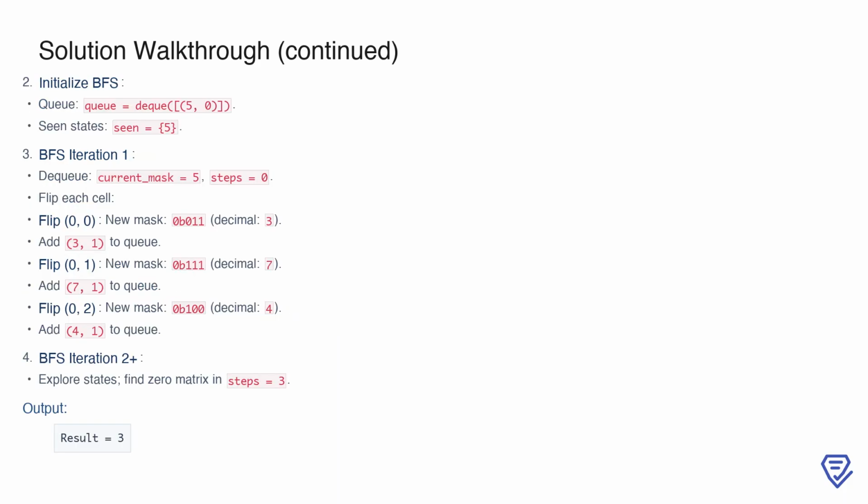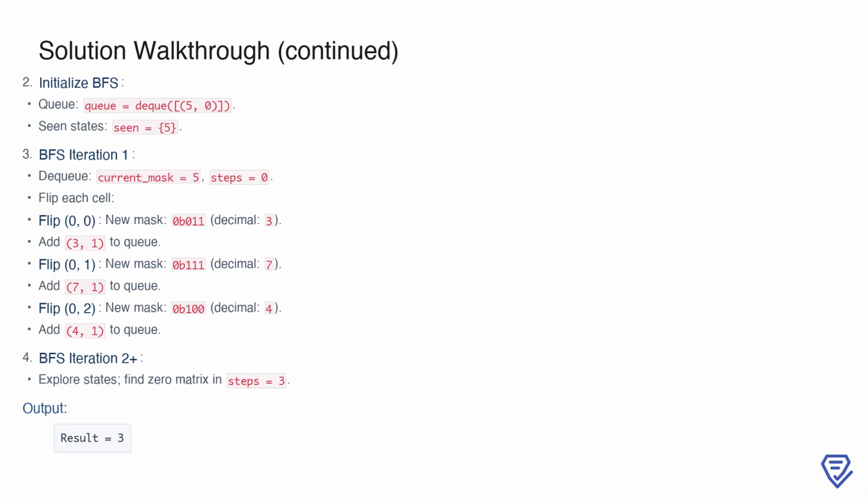To solve this case, we initialize BFS with the starting state, 5, 0, in the queue, where 5 is the current mask and 0 is the step count. We also track visited states by adding 5 to the seen set. In the first BFS iteration, we dequeue the state, 5, 0, and try flipping each cell in the matrix. Flipping cell 0, 0 results in the new mask 0b011, or 3. This state, along with an incremented step count of 1, is added to the queue.